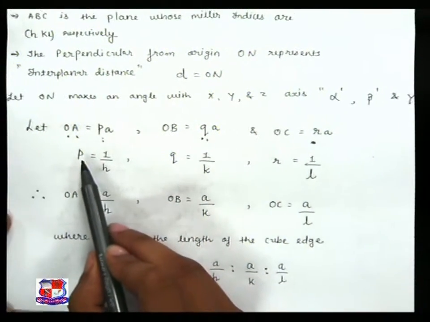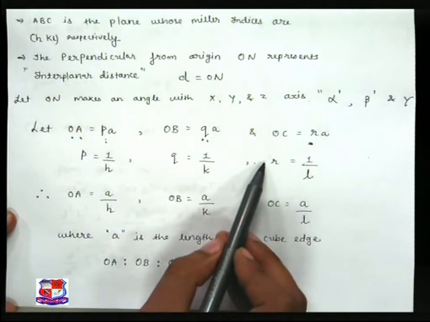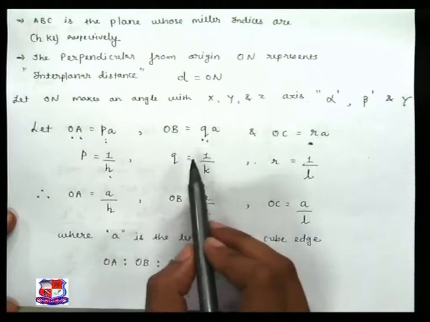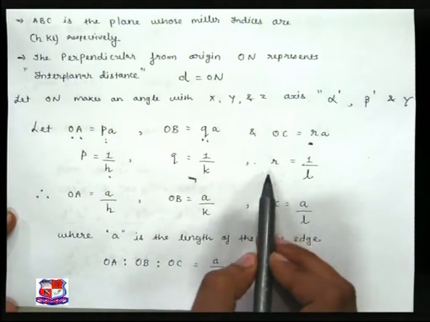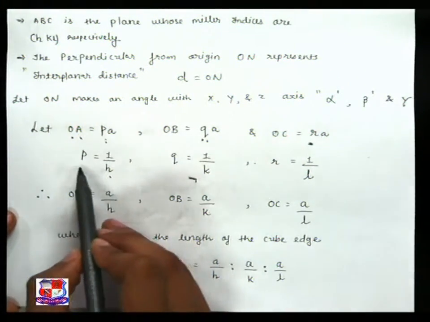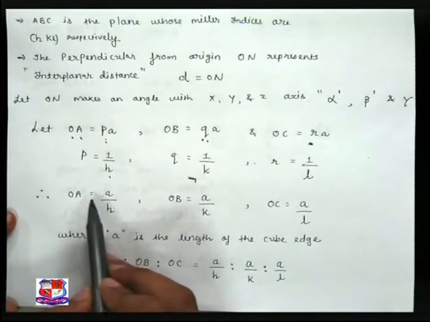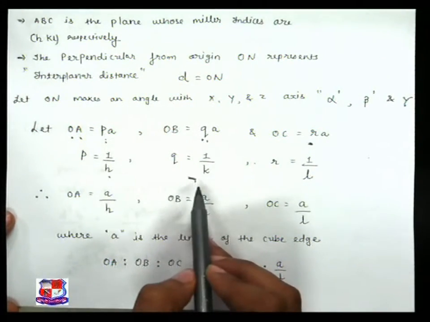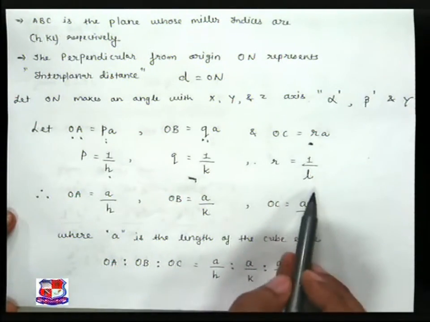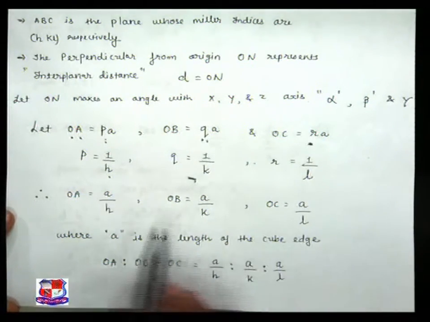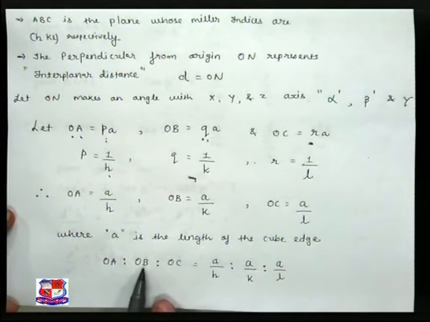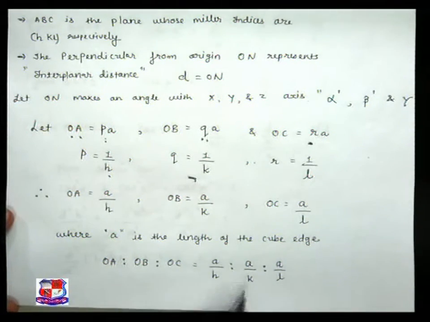Here P, Q and R are the numerical values of the axis, and their reciprocals are the Miller indices. That is, P is equal to 1 upon H, Q is equal to 1 upon K, and R is equal to 1 upon L. If we substitute the values, P is equal to 1 upon H, so OA is equal to A upon H. In the same manner, Q is equal to 1 upon K, that is OB is equal to A upon K, and R is equal to 1 upon L, so OC is equal to A upon L. Here A is the length of the cubic edge, so we can write that OA is to OB is to OC is equal to A upon H is to A upon K is to A upon L.